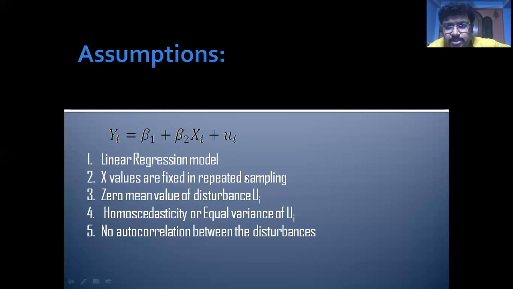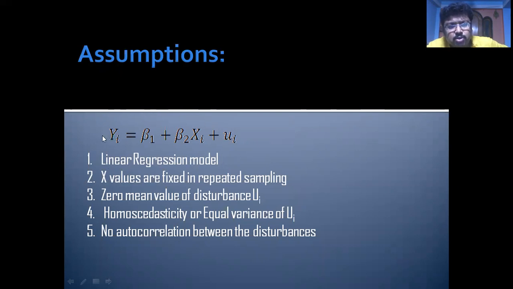Now the second assumption: the x values are fixed in repeated sampling. If you take a number of samples, the x values are fixed. So in that sense, the second assumption is that the x values are fixed in repeated sampling. Okay, so we can say that x is technically non-stochastic.